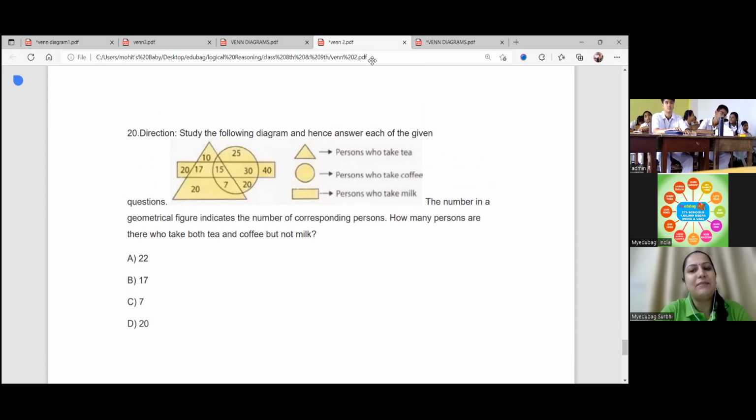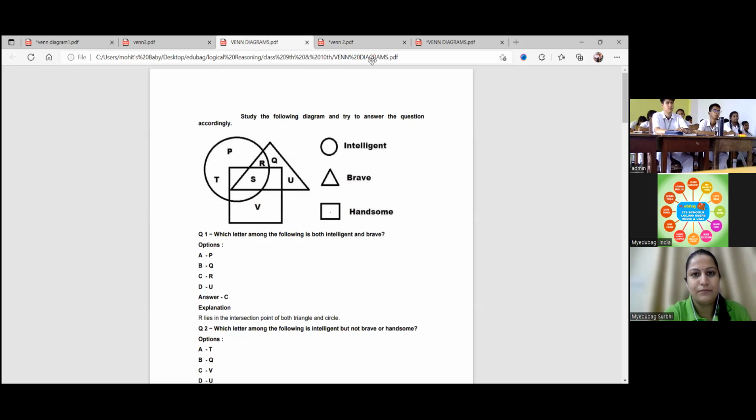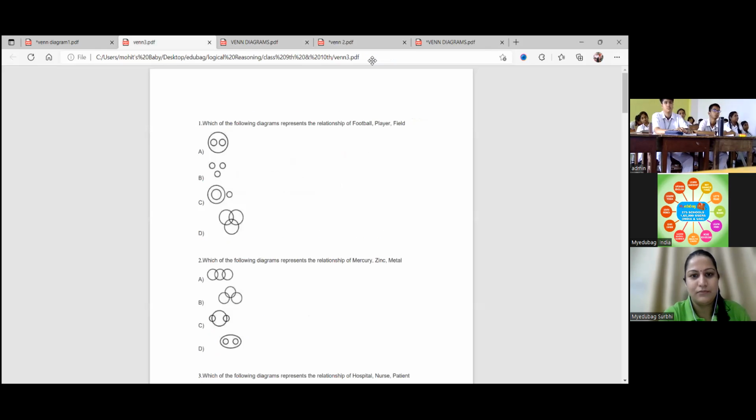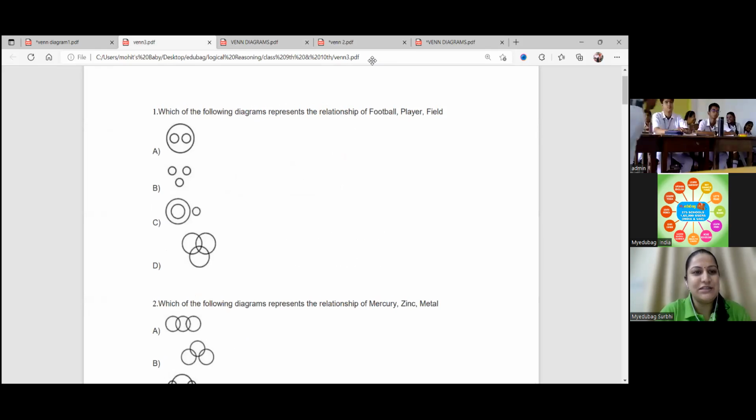Study the following diagram and hence answer the given questions. How many persons are there who take both tea and coffee but not milk? It is the third one. It is the third one. Correct.